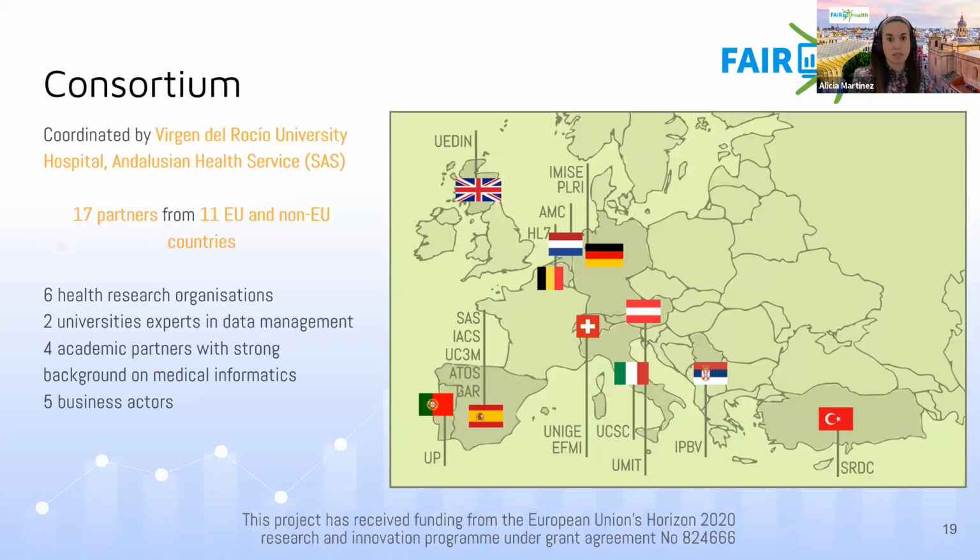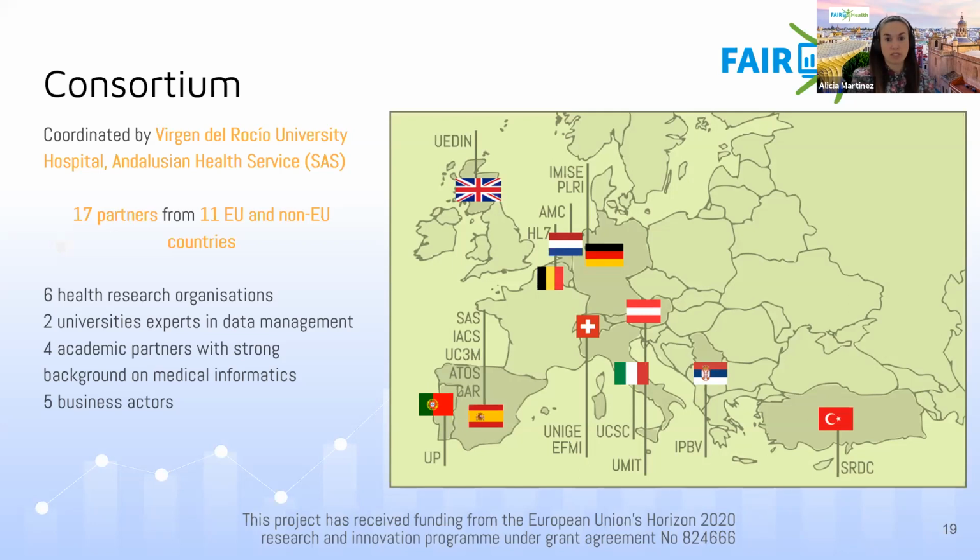This European project was funded by the European Commission through the topic encouraging the reuse of research data generated by publicly funded research projects. FAIR4Health started in December 2018, is going to finish in November 2021, and is coordinated by Virgen del Rocío University Hospital as part of the Andalusian Health Service in Spain. The main researcher is Carlos Luis Parra Calderón.